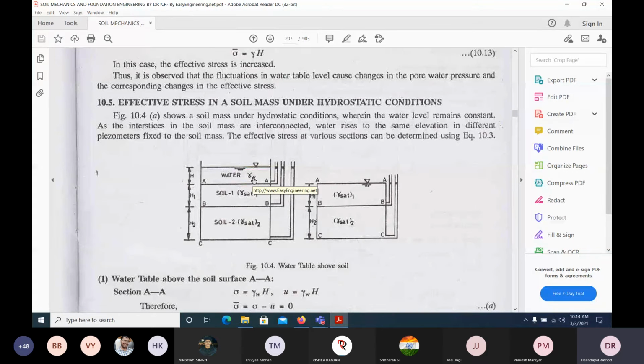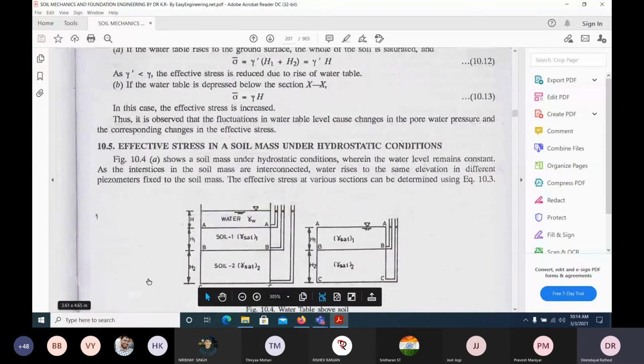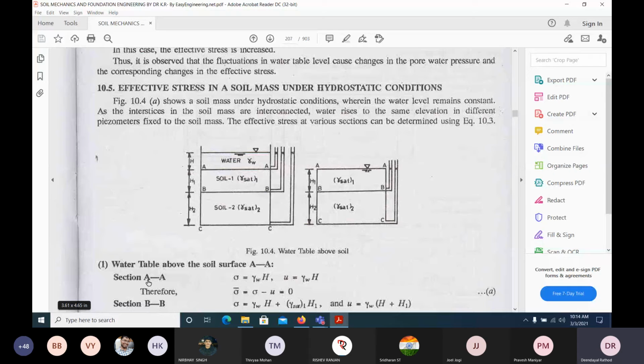Suppose what we have seen is here: water table at the ground level only. Above the ground level, some water is there, like a pond or lake or something like that. And below that we have soil. Below that, I want to find out at some depth H. Will that water table above the particular soil affect the effective stress?